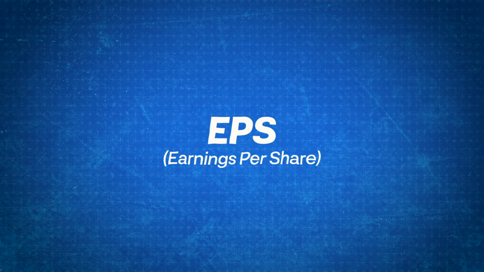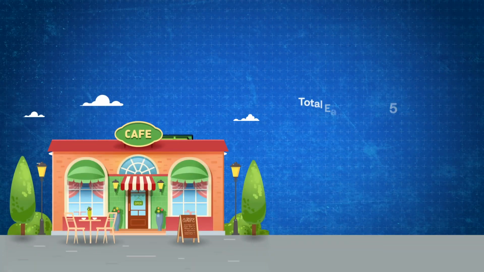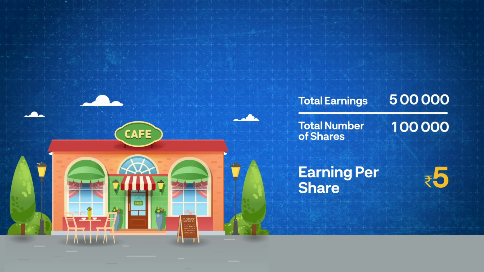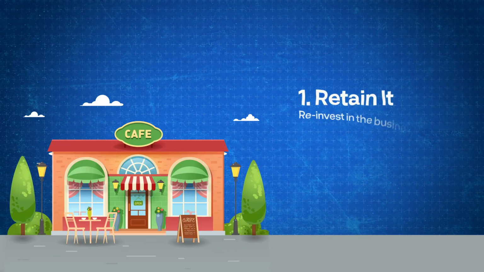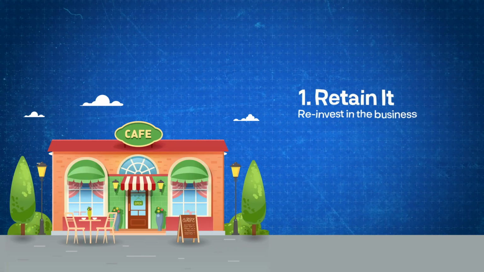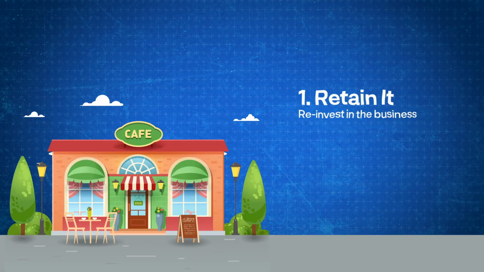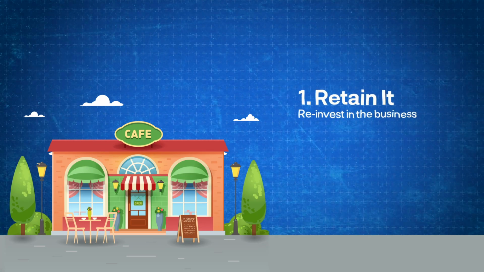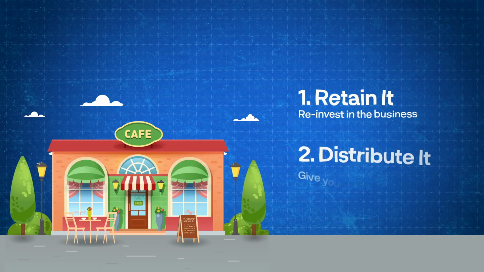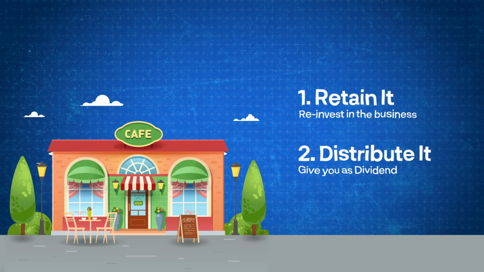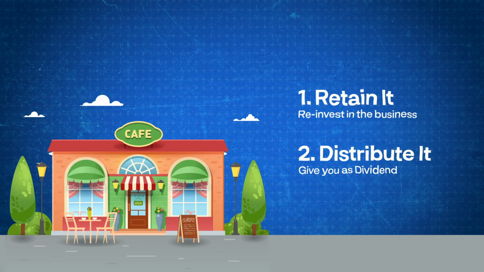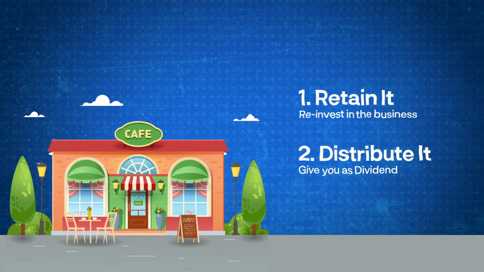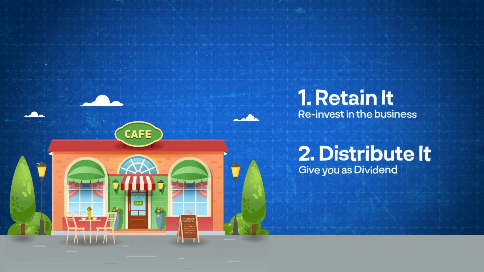EPS, earnings per share. Think of this as the profit your single share earned. This money doesn't hit your bank account immediately. The company has 2 choices. Retain it. They keep it to buy more goods or furniture, retained earnings, which makes the whole shop more valuable and pushes the share price up. Usually, growth companies prefer this. Distribute it. They send it to you as dividends. Usually, mature companies do this. Basically, high EPS means the shop is a money-making machine, even if you don't see the cash in your pocket today.